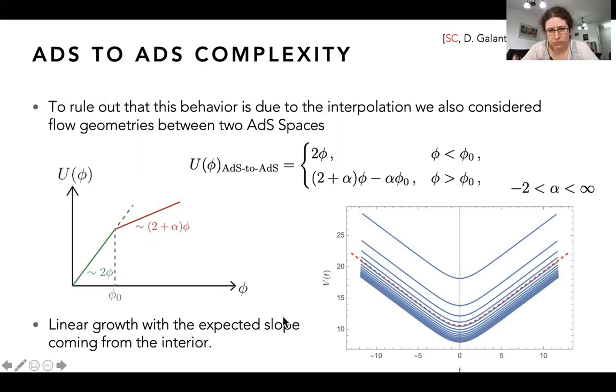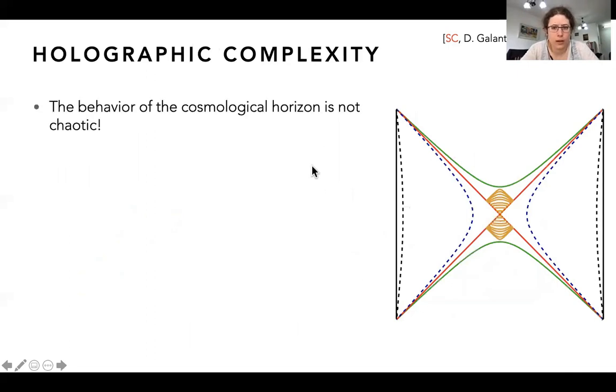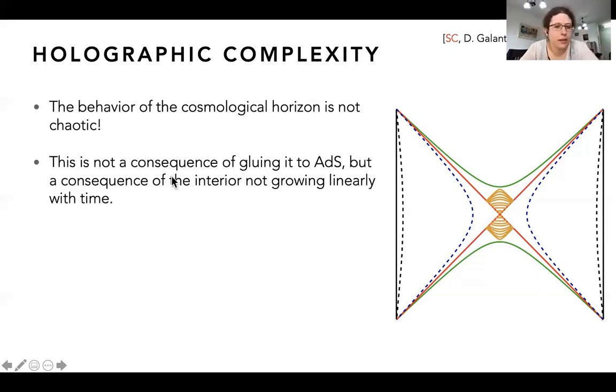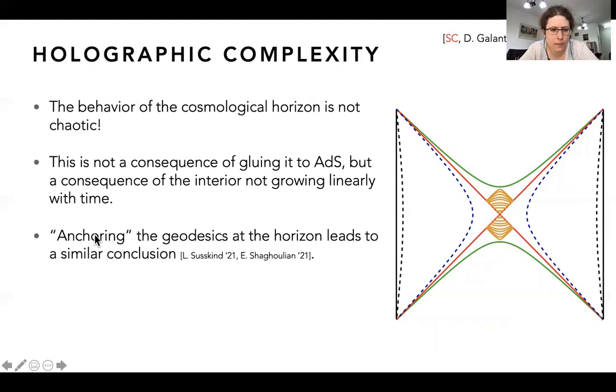So you can see that this funny behavior that we are seeing of the geodesics or of the complexity is not actually a result of the interpolation. So just to summarize, or at least maybe this is a bit of a strong statement, but one possible interpretation would be that the behavior of the cosmological horizon is not chaotic. An alternative interpretation would be that the complexity proposal would have to be adapted. This is not a consequence of gluing it to AdS, but a consequence of the interior not growing linearly with time.